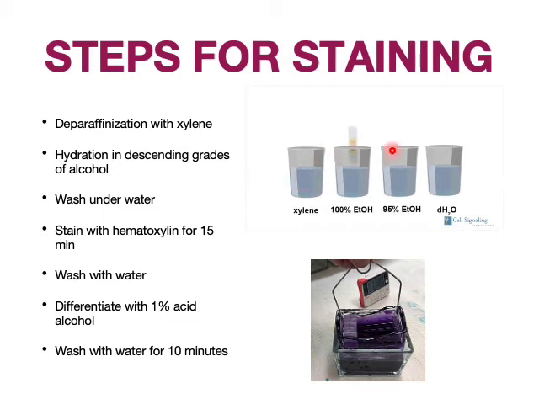So in descending grades. So far we had dehydrated in ascending grades of alcohol, that is from 70% to 90% to 95% to 100%, that is absolute alcohol, each one for 1 hour, 1 hour, 1 hour, like that. Now you have to hydrate it again. You can use the descending grades of alcohol like 100%, then 95%, then 70%, then 50%, like that.